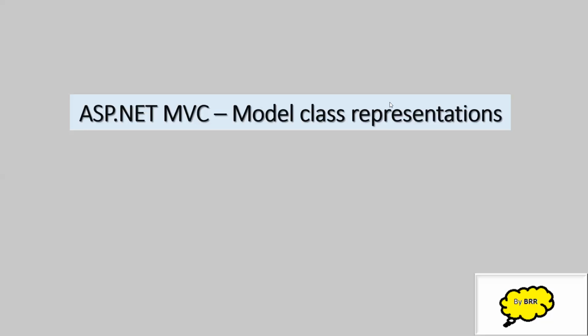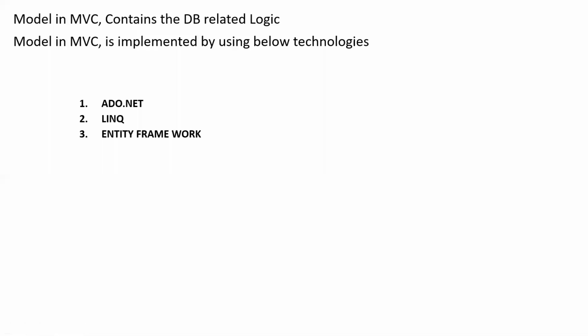If you look at the techniques we have in ASP.NET to represent a model in MVC, we have three technologies we mainly use. One is ADO.NET, another is LINQ, and the third is Entity Framework. These are the three technologies we are going to use as part of ASP.NET MVC to represent a model, or utilize model class to perform CRUD operations on a database.